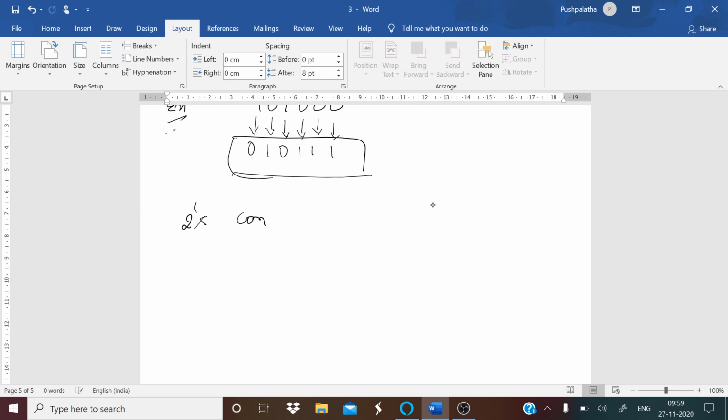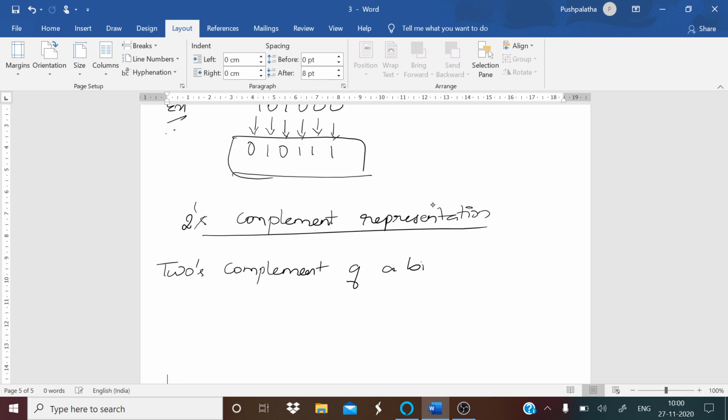So next is your twos complement representation. In twos complement representation, you follow the same method as in your ones complement. Convert all the zeros to ones and ones to zeros. That becomes your ones complement. And add 1, a digit 1, to your LSB. That makes your twos complement. So the twos complement of a binary number is equal to ones complement plus 1.